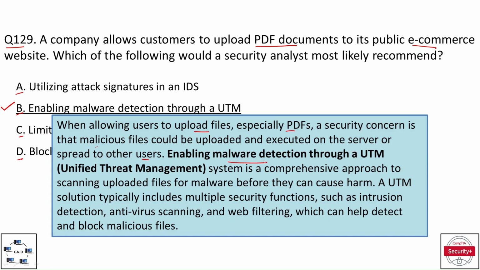Enabling malware detection through a UTM or Unified Threat Management system is a comprehensive approach to scanning uploaded files for malware before they can cause harm. A UTM solution typically includes multiple security functions such as intrusion detection, antivirus scanning, and web filtering, which can help detect and block malicious files.